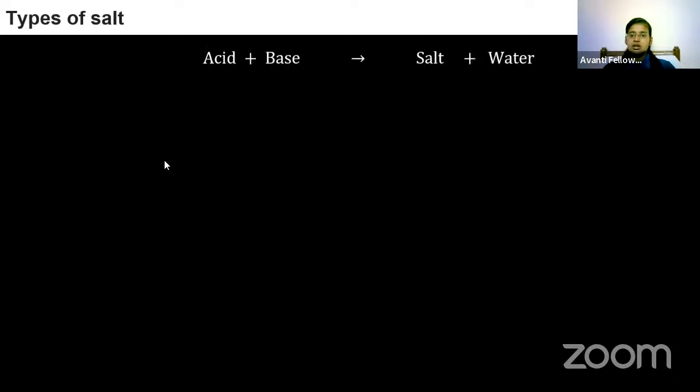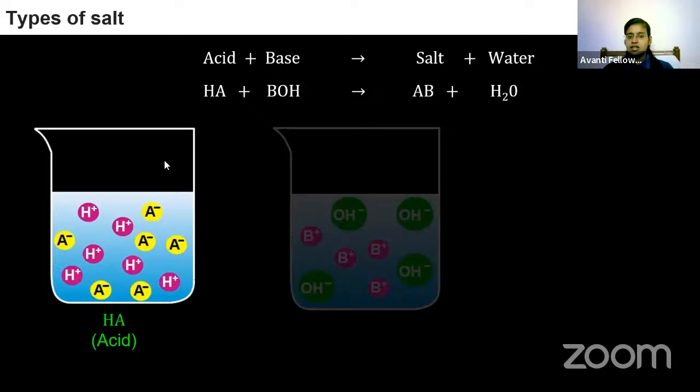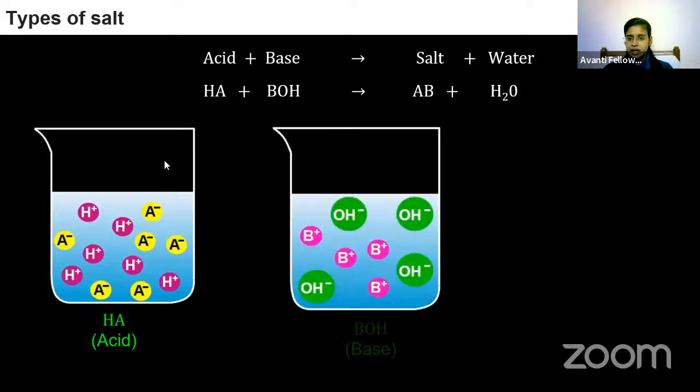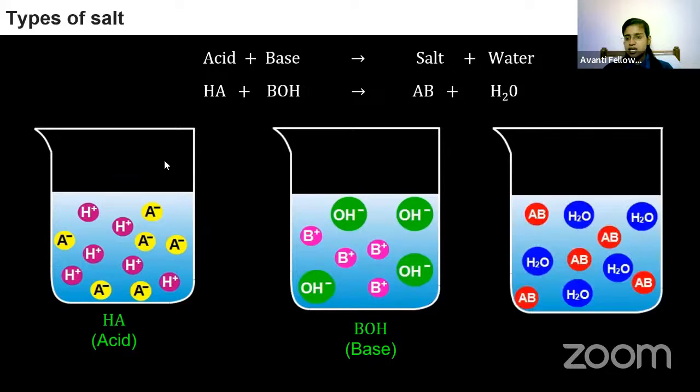First of all, if acid reacts with base, it gives salt and water. Acid is represented by HA, and base is denoted by BOH. They give AB type of salt and H2O. So I have H plus and A minus in the acid, and B plus and OH minus in the base. And we have the salt AB and H2O in the container finally. Okay, this is salt.